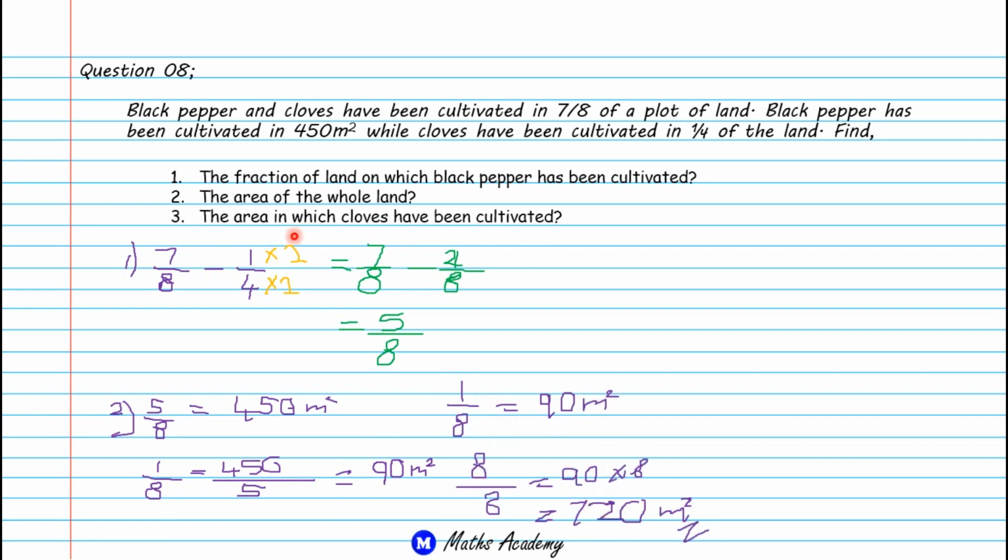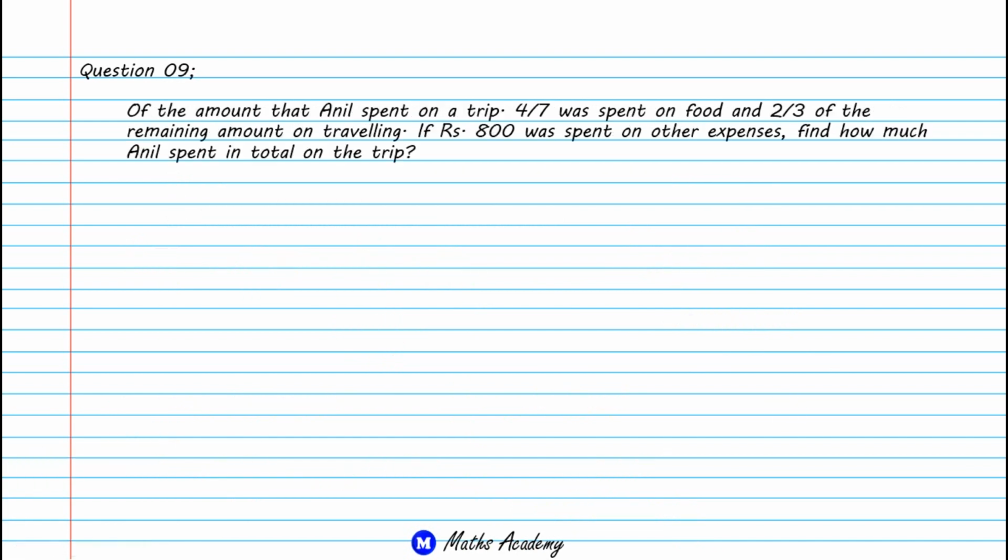Next, they are asking the area in which cloves have been cultivated. To find that area, I have told you previously, we should put the fraction of the cloves, that is 1 over 4, and we should put the total area, that is 720. 1 over 4 multiplied by 720 gives you the area in which cloves have been cultivated. 180 meters square, that is the area in which cloves have been cultivated. I hope you understood this. With that, let's move on to the next slide.